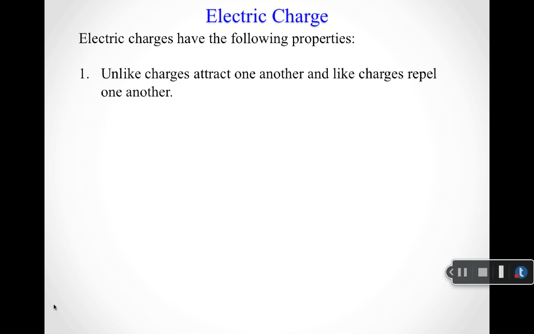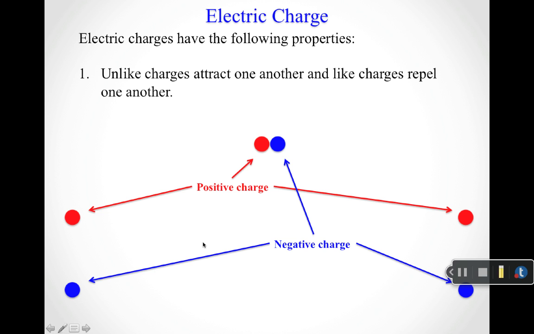So electric charges have the following properties. For one, unlike charges attract one another, like charges repel one another. Which means if we've got a situation like this, you see here we've got something that I've just denoted as, hey, this charge is colored red, this charge is colored blue. These are opposite, they're attracted together, whereas you put two red charges together, they're going to repel. You put two blue charges together, they're going to repel.